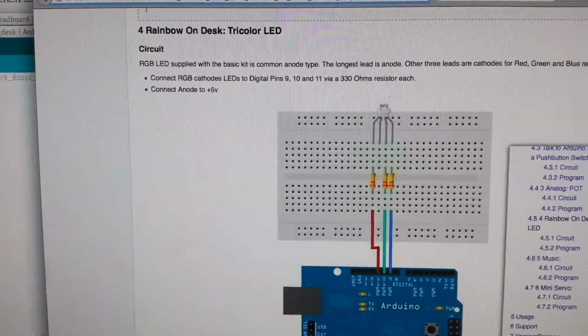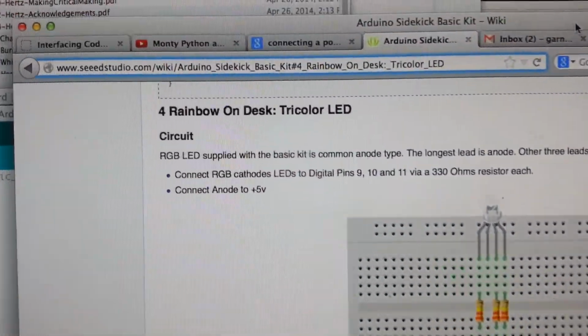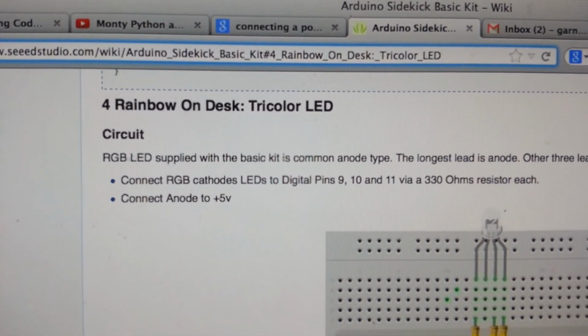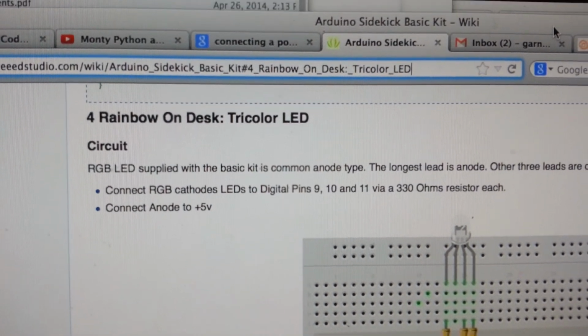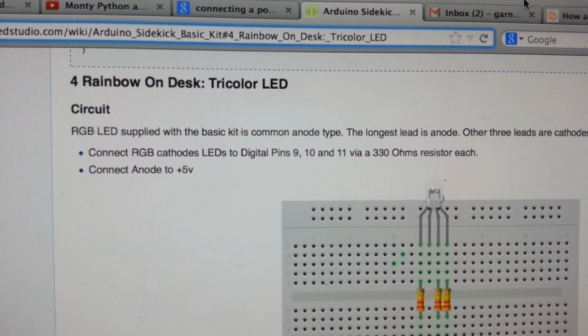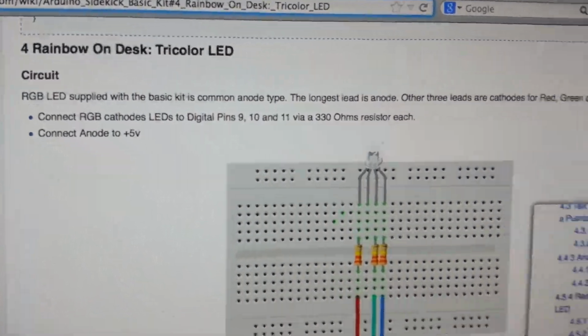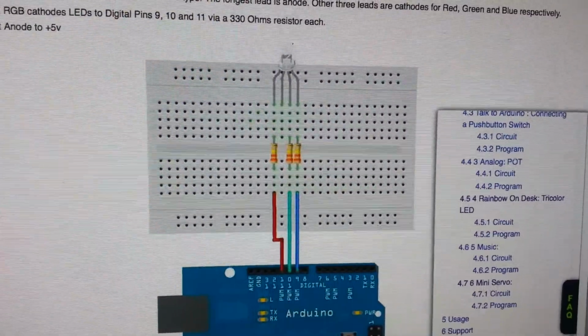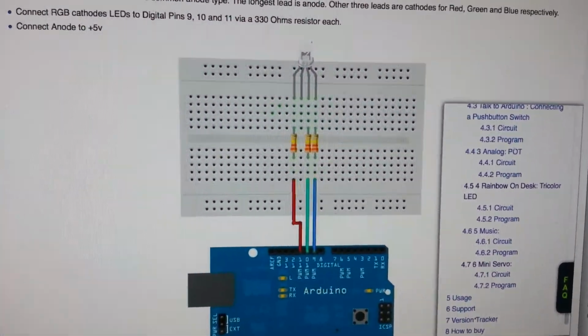Okay, so this example is from the Seed Studio Arduino Sidekick Basic Kit Wiki. Example number 4, rainbow on desk, tricolor LED. This is what the diagram looks like, and it actually has a mistake in it.